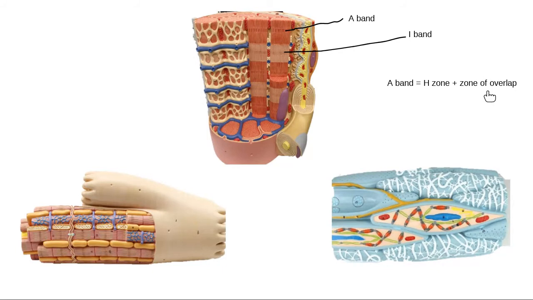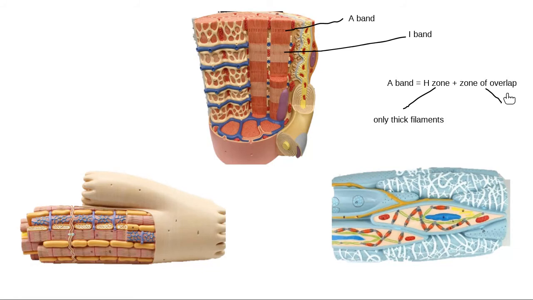Who can remind me in the chat, what did I find in the H zone of a sarcomere? Yeah, the H zone is where I only had thick filaments. Only my thick filaments, so only myosin, absolutely. H zone only has myosin. Hey, not a trick question here. What do we think happens in the zone of overlap? Not a trick question, I promise. What do we think happens in the zone of overlap?